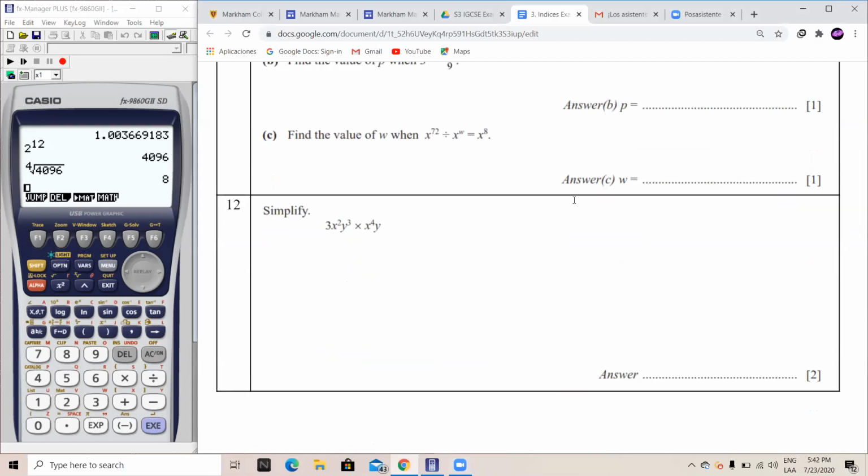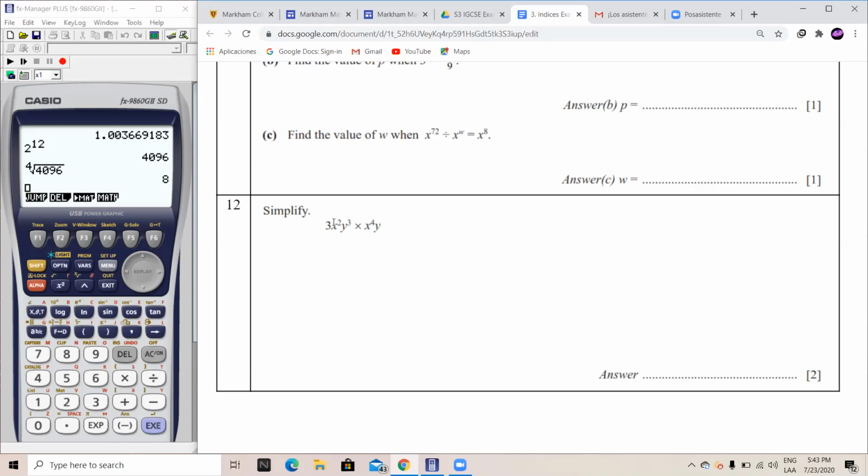Okay, lastly, question number 12. Here they're asking us to simplify this expression. So how do we simplify it? Well, we already said that if we multiply by a number with the same base, the powers are going to add. And as Mateo said previously, if we divide, which is not the case in this question, obviously, the powers subtract.